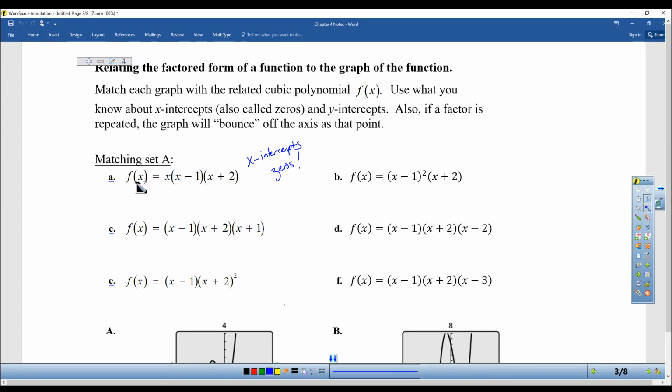But if I make this, remember this is y. So if y is equal to 0, what would make this equal to 0? Well, this would be 0 if x is equal to 0, or if x is equal to 1, or if x is equal to 2. So can we find a graph that has 3 x-intercepts or 3 zeros? One at 0, 1, and 2.